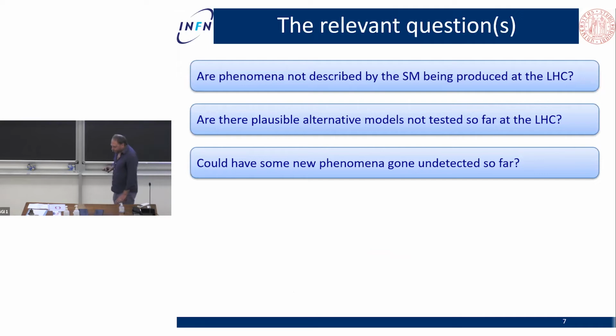So we saw so far that all the tests that we have done favor the standard model over all the alternative hypotheses we formulated so far. So of course, what you really care about is whether phenomena not described by the standard model are being produced at the LHC. Are there plausible alternative models that have not been tested? So there are still things that are worth testing.